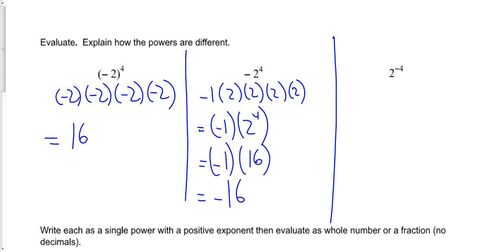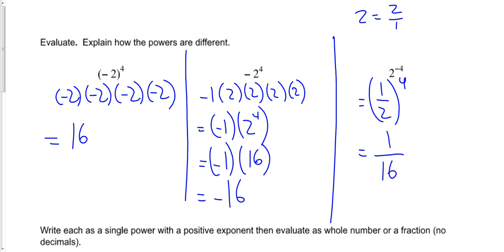Okay. So please note that if the power has brackets around the base, you've got to keep the brackets around the base. If the power does not have brackets around the base and there's a negative sign in front, that means that the power is being multiplied by negative 1. And then the last example here on the right is simply a negative exponent. Again, 2 is equal to 2 over 1. So we're going to flip the base. That gives us 1 over 2 to the exponent positive 4, which is going to equal 1 over 16. Okay.